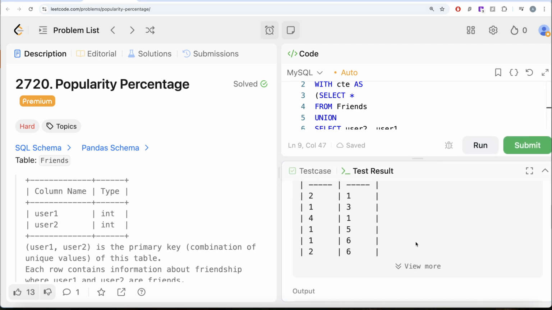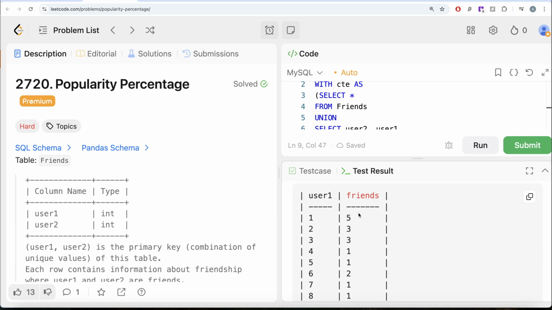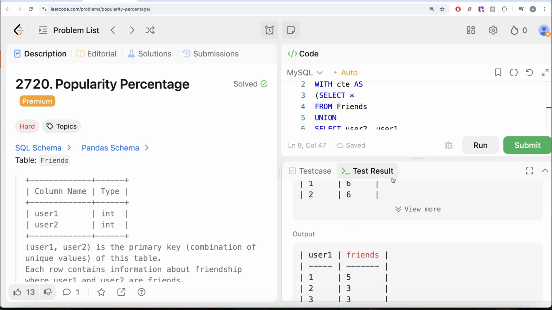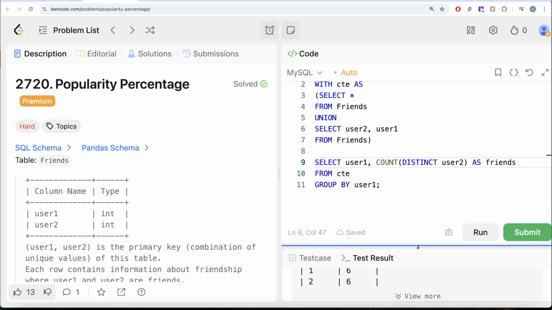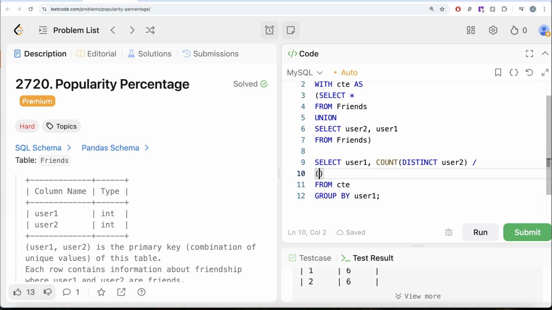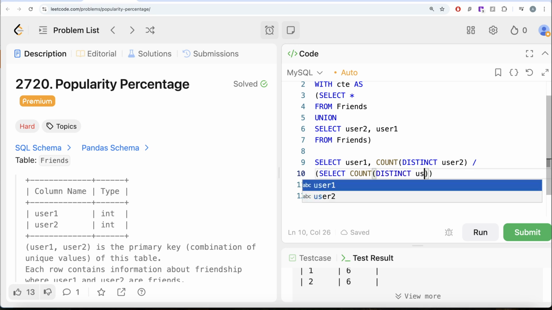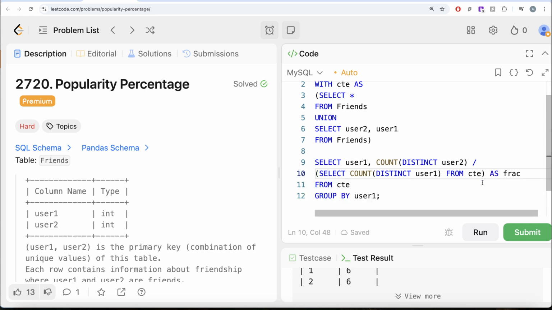Okay, so now if we look at this, what we have is, we saw that user ID 1 has 5 friends, right? So once we have this, what we need is, from this number of friends, divide by the total number of people that are in the common table expression. So what we can do is, we can use subquery or you can use common table expressions here. Let me do this using subquery, that would be faster to write query for. So what I'm doing is, this is going to give you the friends, and if I divide this by, return me the count of distinct user 1 from the common table expression, that is going to give you the total number of people, right? Let me alias this as fraction and let me run this now.